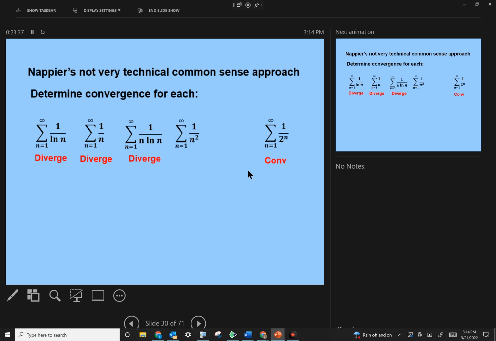What about 1 over n squared? We know that one. I mean, we could say p series, but n squared is way faster than n, right? That's a converge.